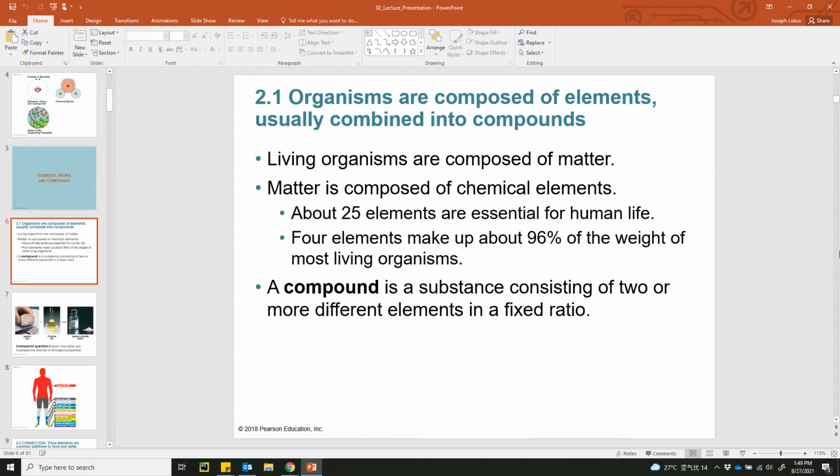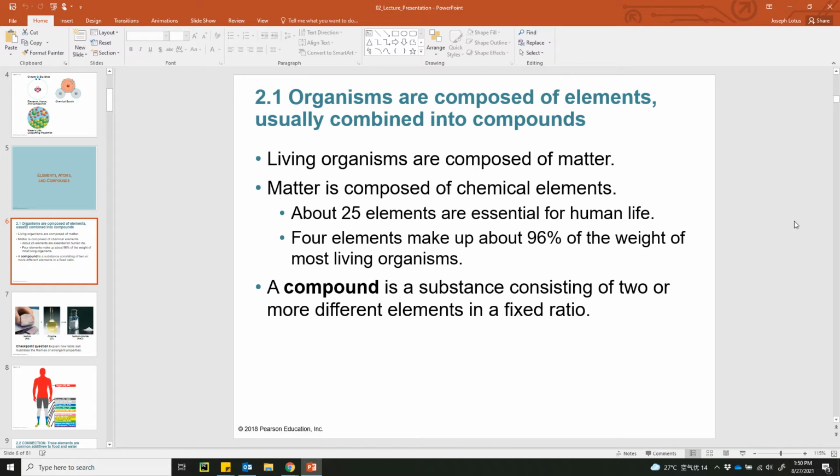So, all living things are composed of matter, and matter is just another word for stuff. So, matter is something that is made of the chemical elements. So, maybe in chemistry class, you saw the periodic table, which has many elements on it. There's over 100. But for biology, we are only going to talk about maybe 25 elements. And we're going to spend most of our time just talking about 4 elements. That's it for the whole class.